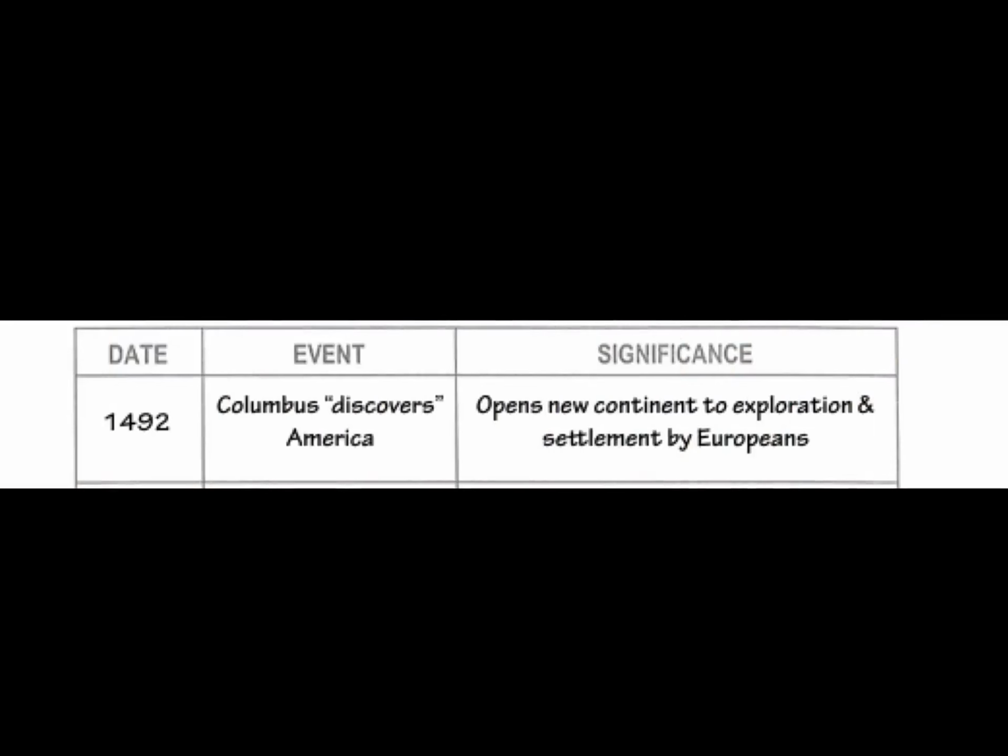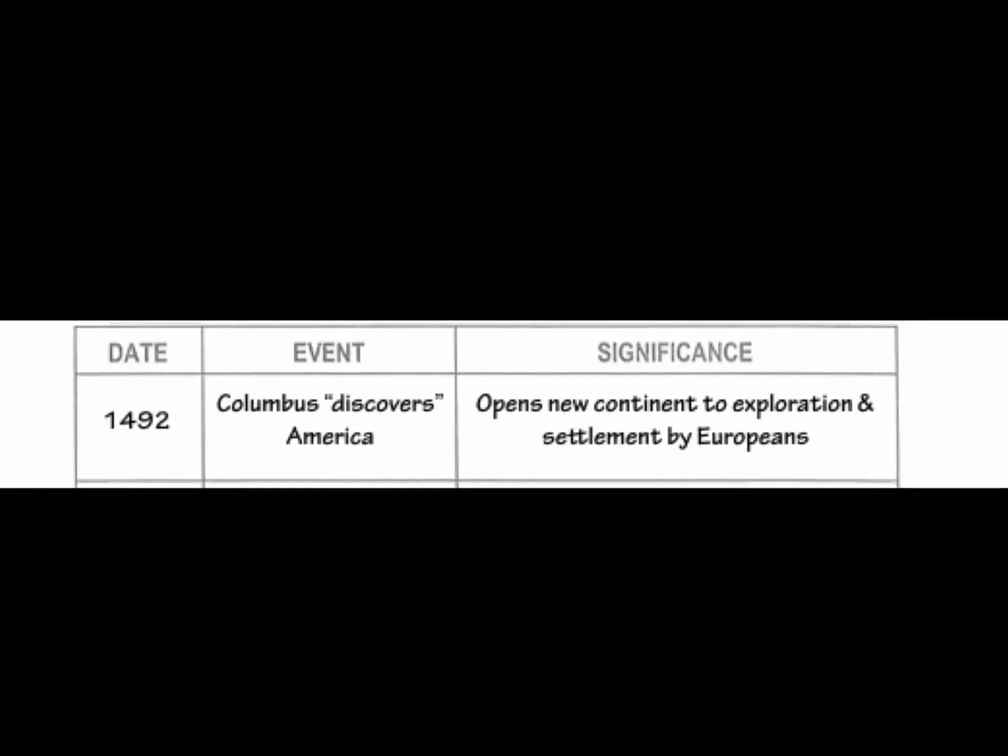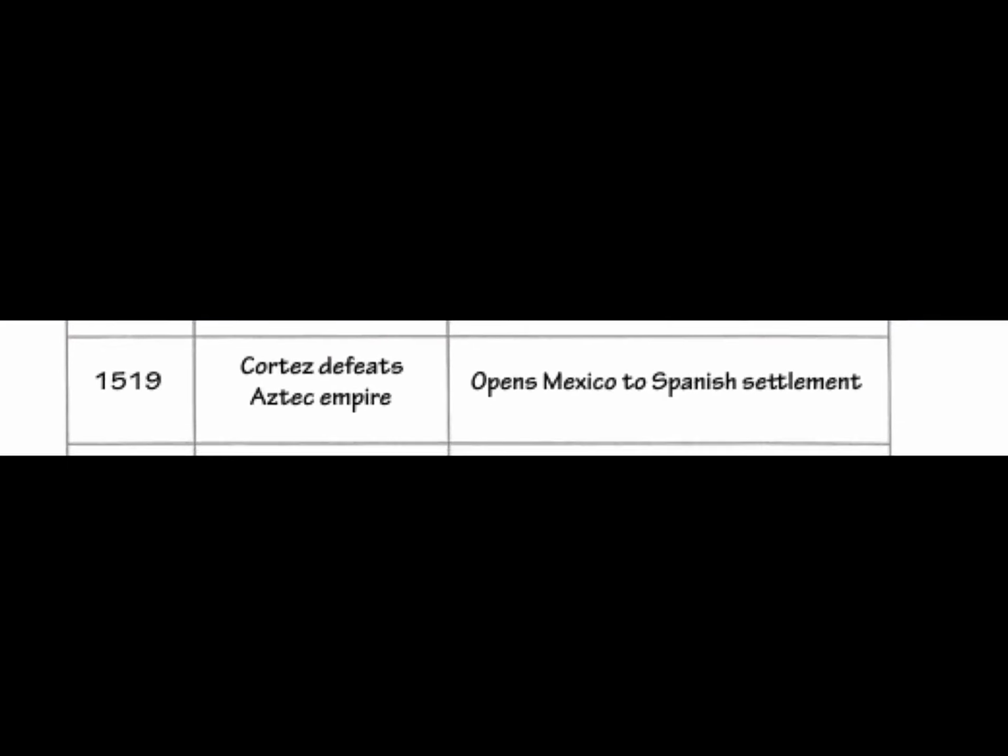All right, so we've got our pivotal events chart out. Right now we're going to go ahead and write in spot number 2. 1519, Cortez defeats Aztec Empire. And the significance is this opens Mexico to Spanish settlement. Get this written in. Once it's written in, stand up so that I know that we can indeed move on.